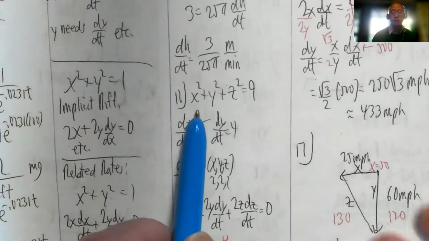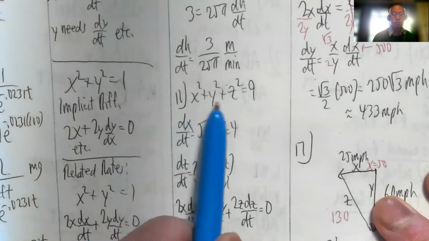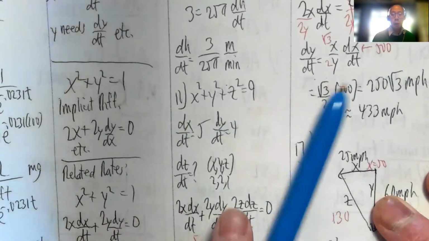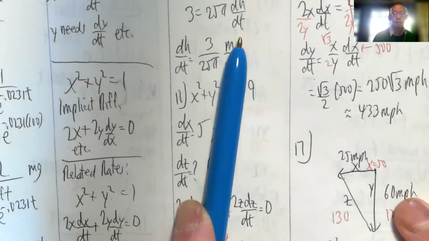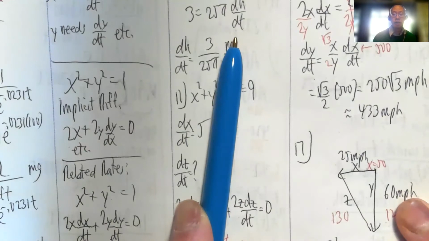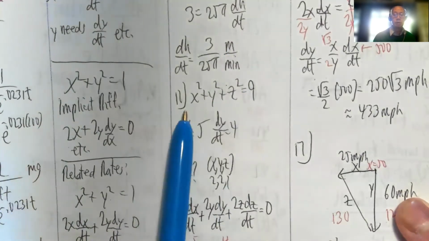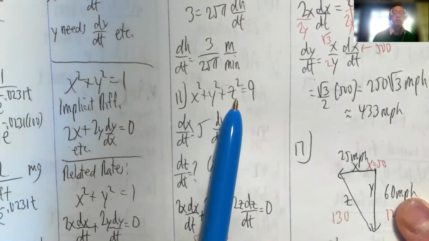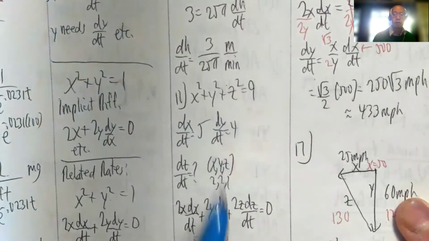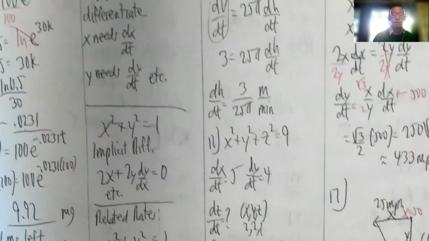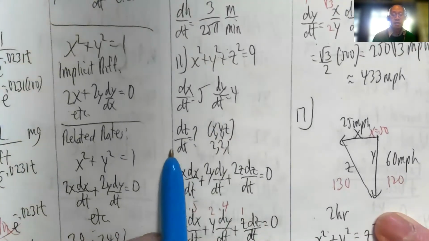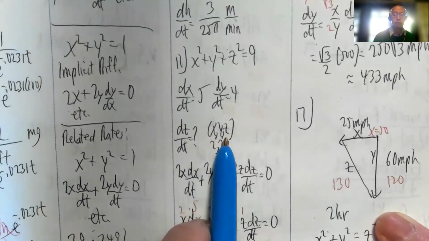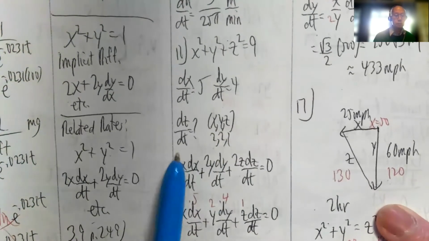Okay, 11, you're given a sphere, x squared plus y squared plus z squared equals 9. Getting you a setup for Calc 3, I guess. x squared plus y squared equals 9: circle, center at the origin, radius of 3. x squared plus y squared plus z squared equals 9: sphere, center at the origin, radius of 3. Anyway, dx dt is 5, dy dt is 4. Find dz dt at the point (2, 2, 1) in 3 dimensions.